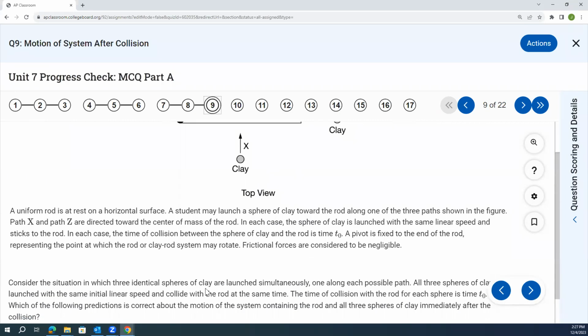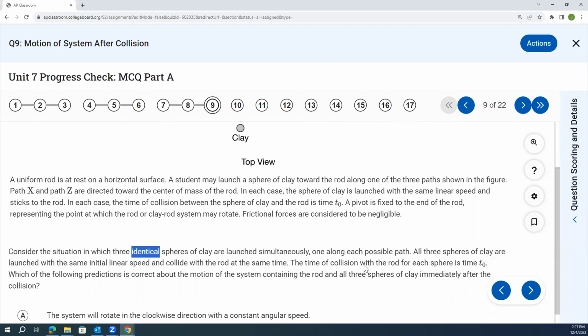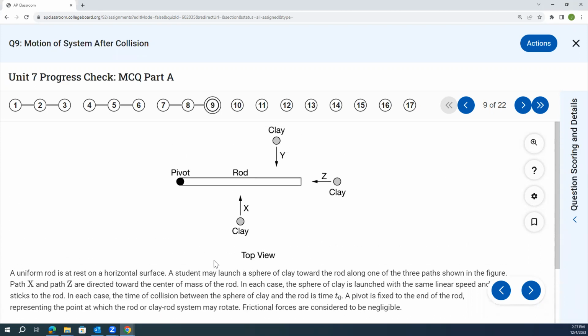Consider the scenario in which 3 identical spheres of clay are launched simultaneously. Of course, identical meaning same mass. Right? I think they said the same speed also. Along each path, all spheres of clay are launched at the same initial linear speed and collide with the rod at the same time. The time of collision is t naught. Which of the following predictions is correct about the motion of the system containing the rod and the 3 spheres of clay immediately after the collision?